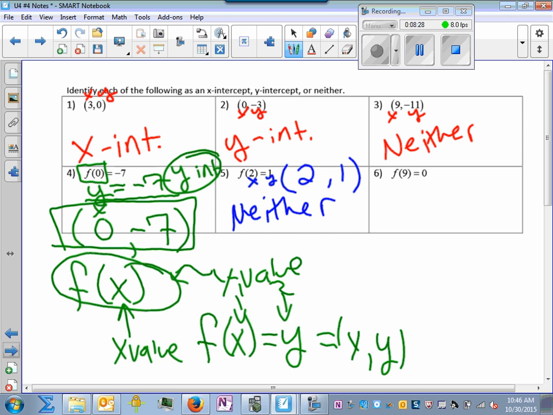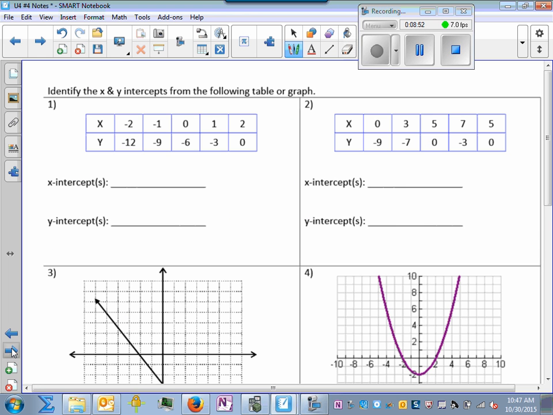And my last ordered pair, what is that going to look like? Good. 9, 0. And Jordy, what kind of intercept is it? Good. X-intercept. And that little dash I put in between them, it's not a subtraction sign. It's just like a hyphen, like in a phone number. Okay? All right, next page. See how easy that is?